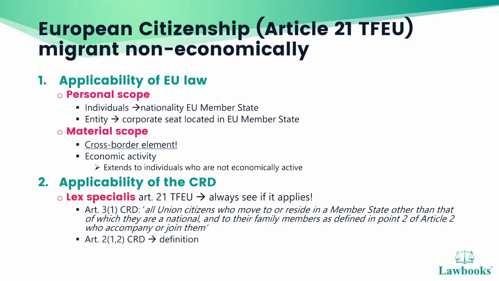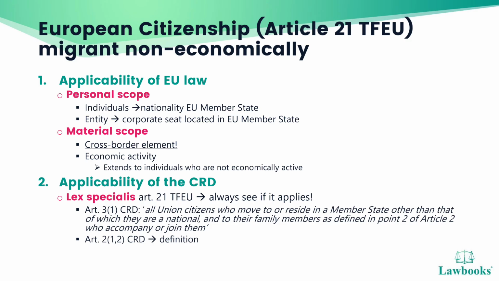But for the full picture, if we're talking about an entity, for the personal scope, we need the corporate seat to be located in an EU member state. Then we have the material scope. And we need a cross-border element. As I stated before, when we're dealing with Article 21, we always need a cross-border element. So something needs to go from member state A to member state B.